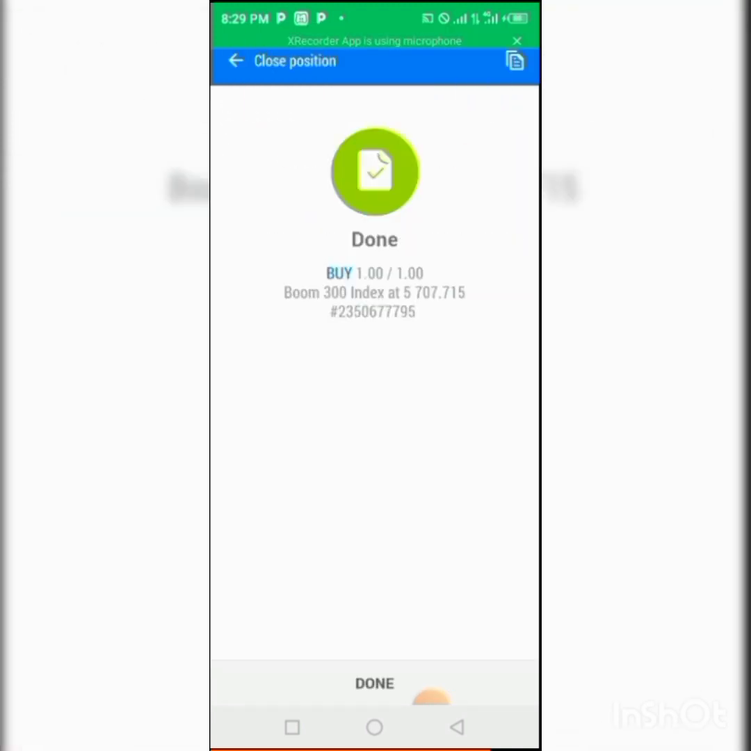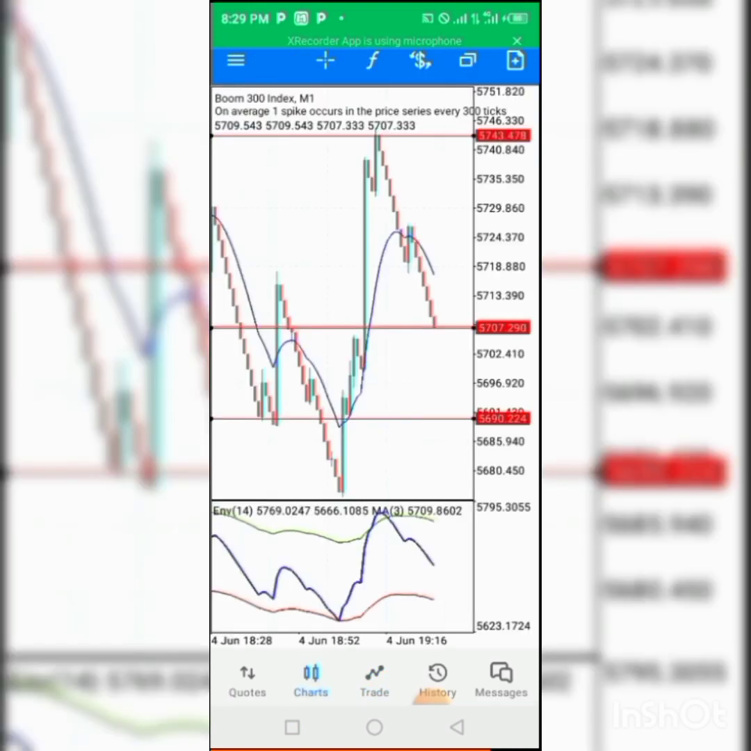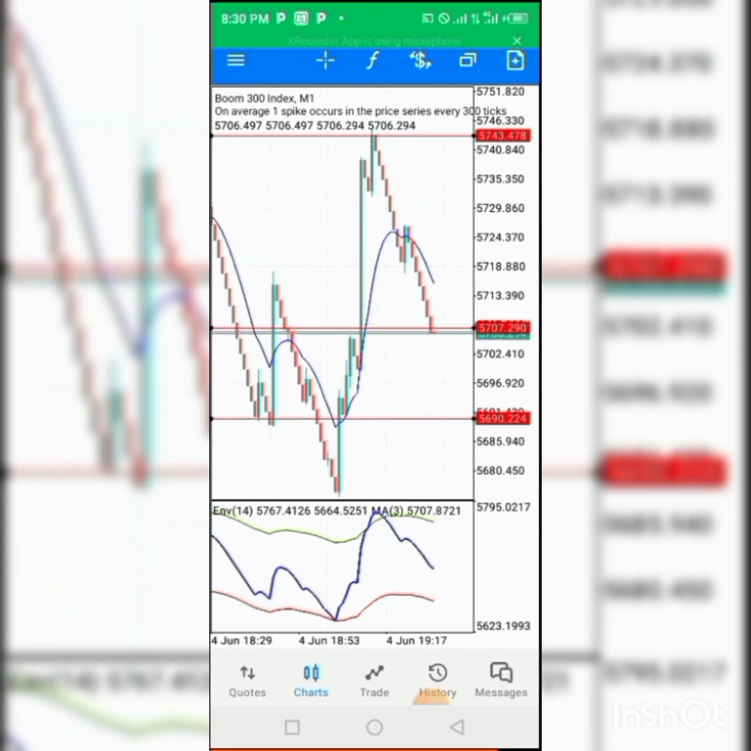Okay, guys, we just closed our trade. Like I told you, that position there is where we are expecting a spike. Okay, guys, as you can see, any moment from now we'll have a spike, and it will be a very strong spike, which would have taken all our profits and we would have run at a loss. Just watch out, guys, so that you really understand what I'm talking about.